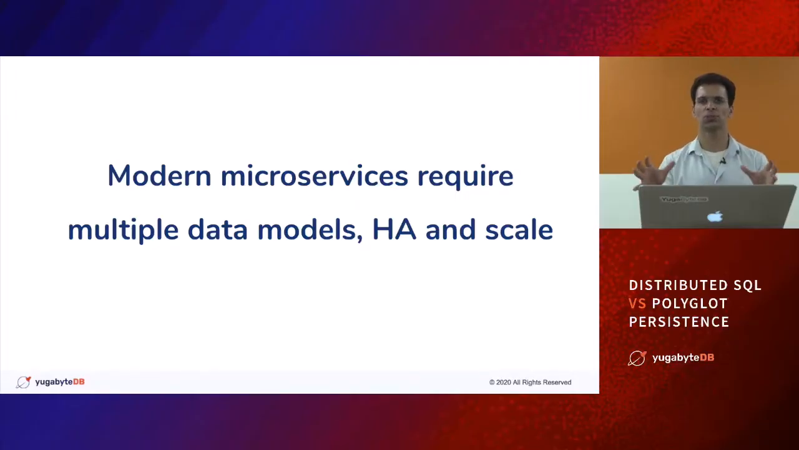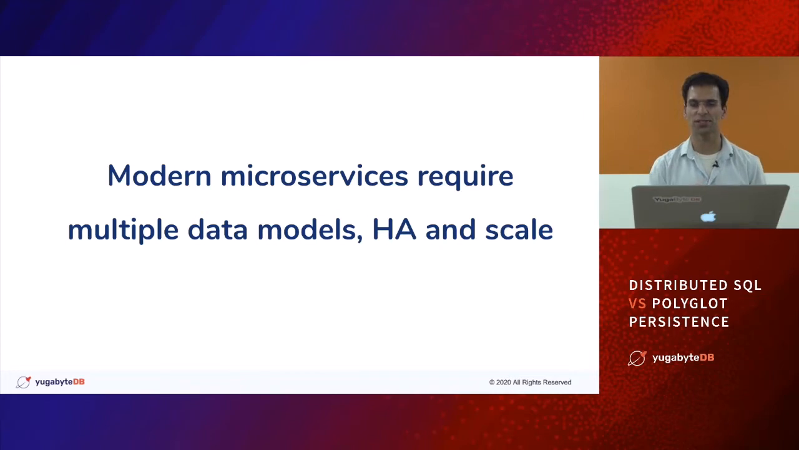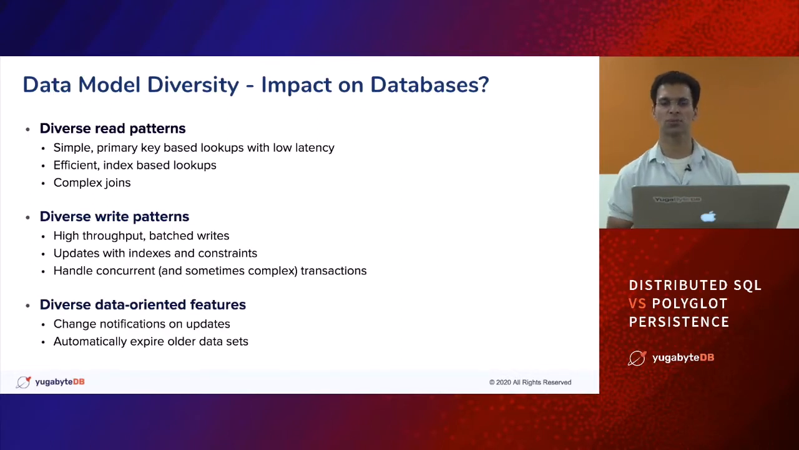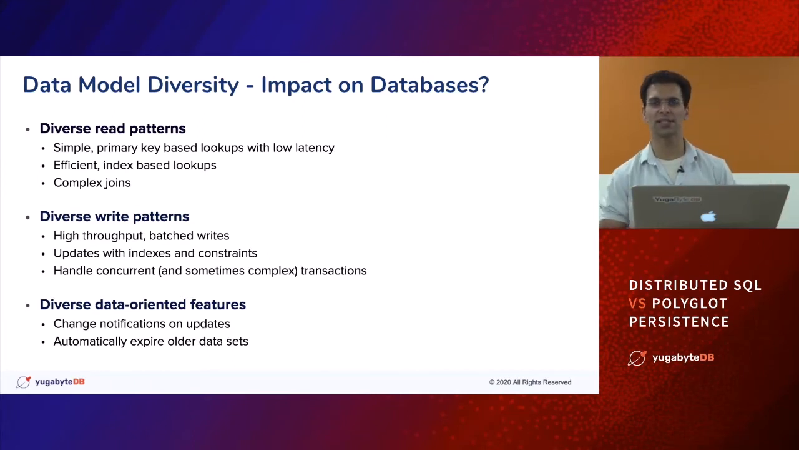Okay, so to put this succinctly, modern microservices require multiple data models in order to build rich applications. They require high availability and they require scale, ability to scale on demand, right? So these are some of the core requirements. Okay. How does this translate to database? So we talked about a bunch of these. We obviously understand high availability and scalability in the sense your database, even if a node goes down, should be highly available. You should be able to start small and just add nodes in order to scale out. So those two are relatively easier to understand.